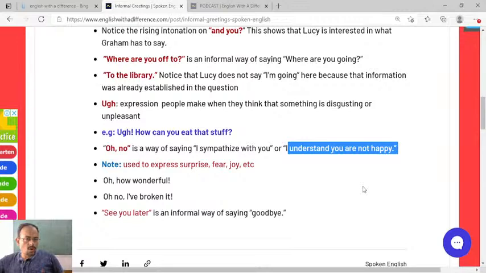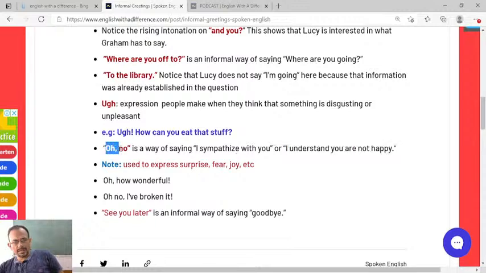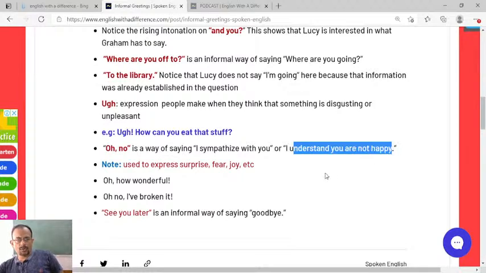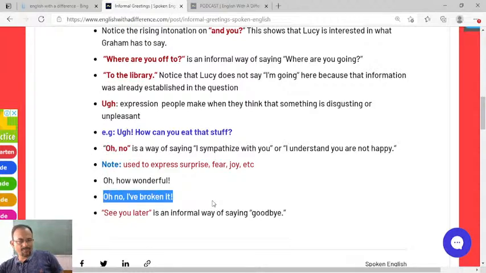So you can use it in this situation or when you are not happy. You can also use "oh no, please go away from here," right? So "oh no" is an expression which is used either to sympathize with people or to show that you are not happy. Okay. "Oh" is used to express surprise, fear, joy, etc. For example, "oh no, I've broken it." In some other sense also it is used, right? Suppose you are showing a kind of fear in your mind. Oh no, I've broken it. I'm not supposed to break it, right? But I've broken it. So you are having some fear. At that time also you can say, oh no, I've broken it, right?